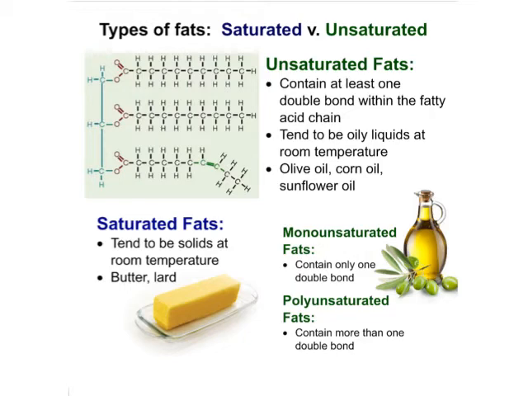Now, I'm sure you've heard of monounsaturated fats and polyunsaturated fats. Those basically mean, for monounsaturated, that our fat contains only one double bond. So right here is a monounsaturated fat because it has one double bond. A polyunsaturated fat contains more than one double bond. So it would have more than just this one here. There would be several in that fat.